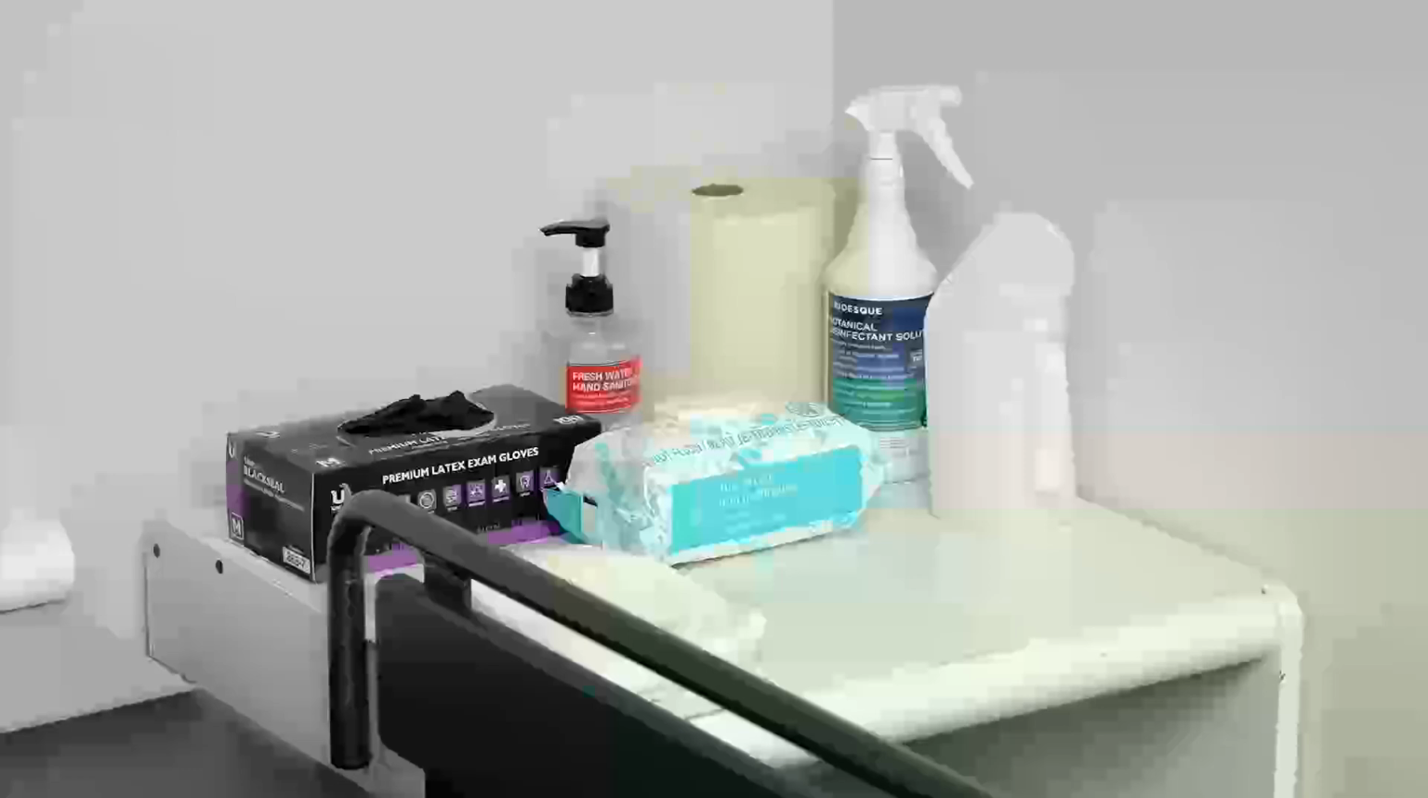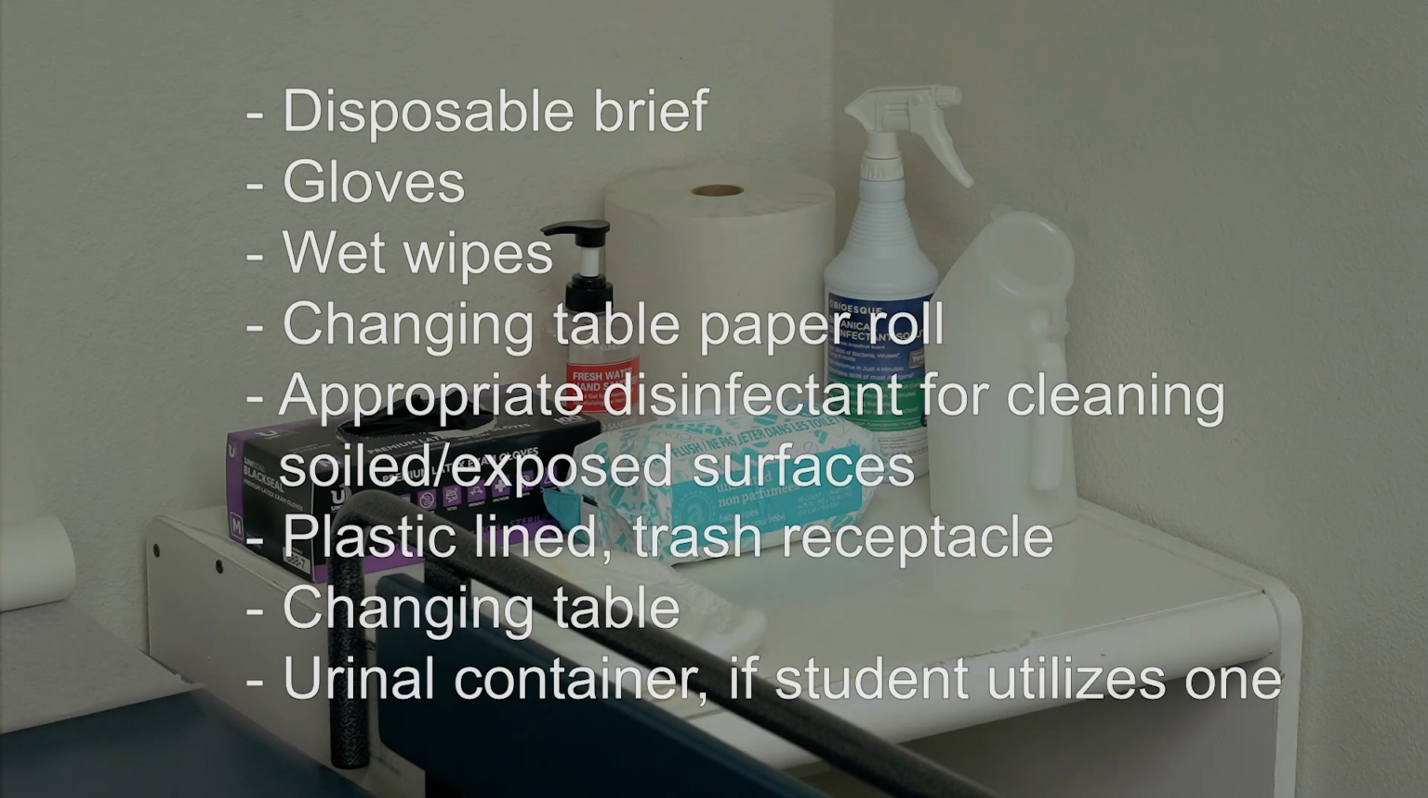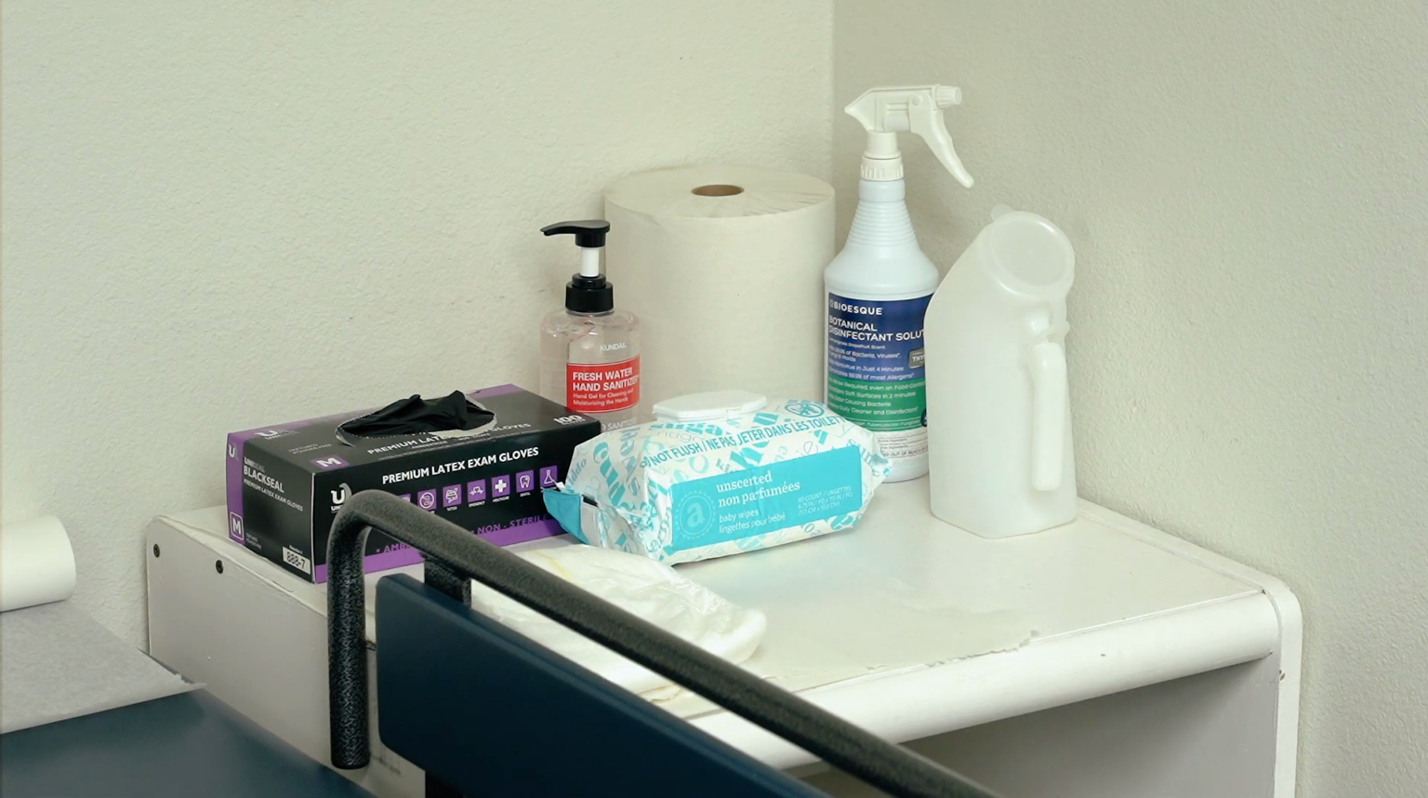Absorbent briefing supplies: disposable brief, gloves, wet wipes, changing table paper roll, appropriate disinfectant for cleaning soiled or exposed surfaces, plastic-lined trash receptacle, changing table, and urinal container if the student utilizes one. Absorbent briefing procedure using changing table.